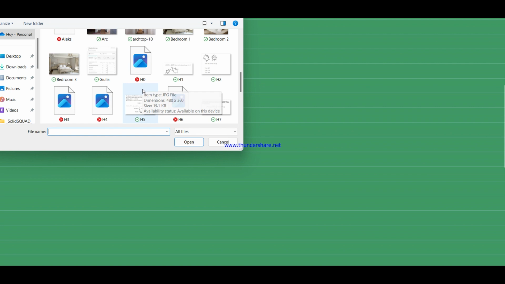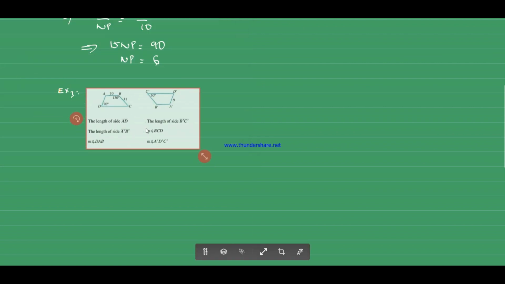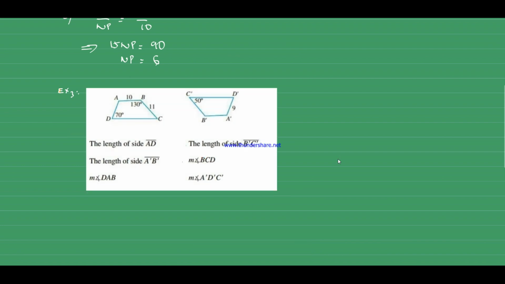Now, in example number 3, let's see. Alright, so these two over here are also similar to each other. And this is A, B, C, D, E, F. Okay.